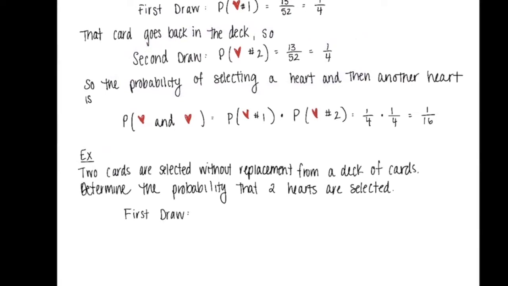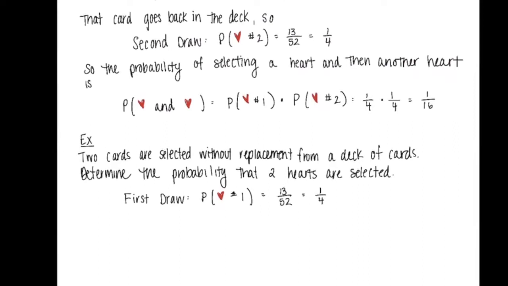So for this first draw, the probability of getting a heart does not change. So heart number 1, you still have a 1 in 4 chance, or 13 out of 52. So simplify that to 1 over 4.